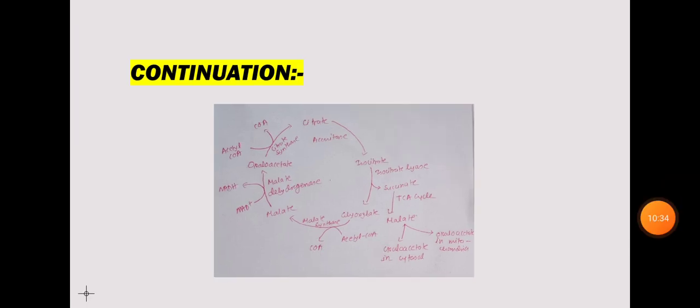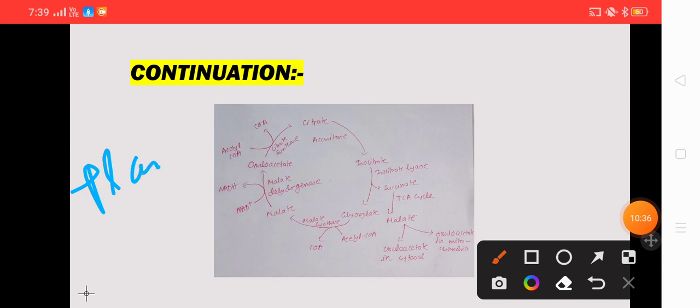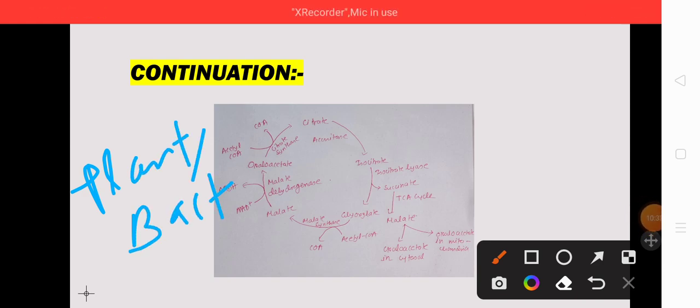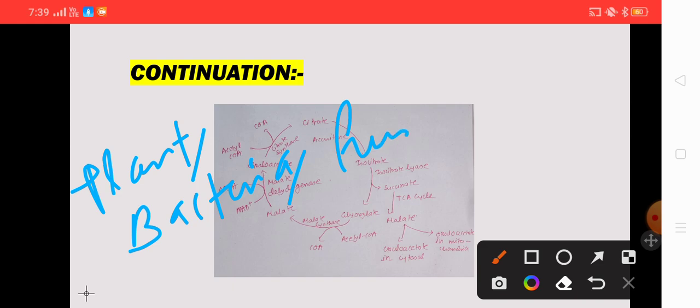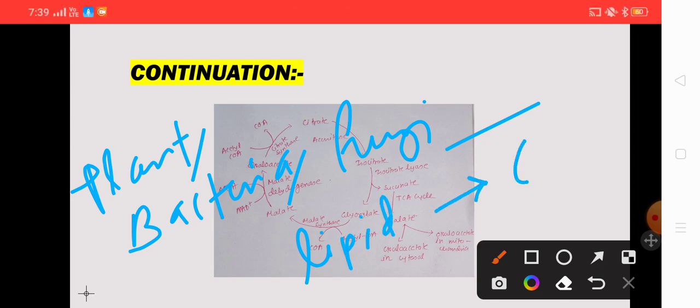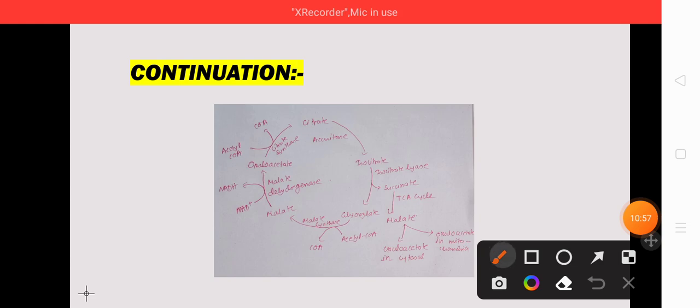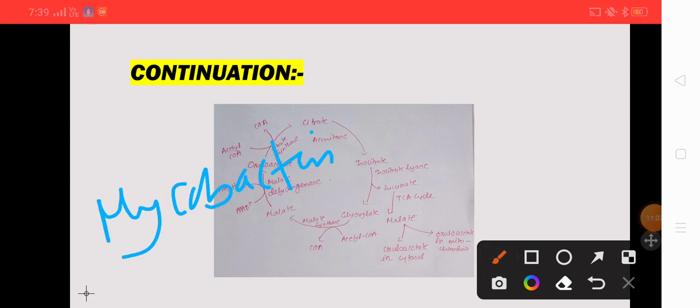As I have told you, plants, bacteria, fungi and protist-like organisms have the ability to do the glyoxylate cycle, and that's why they can convert lipid into carbohydrate, but we humans cannot, right? But still there are various important human pathogens, for example Mycobacterium tuberculosis, that have the ability to convert lipid into carbohydrate with the help of this glyoxylate cycle.